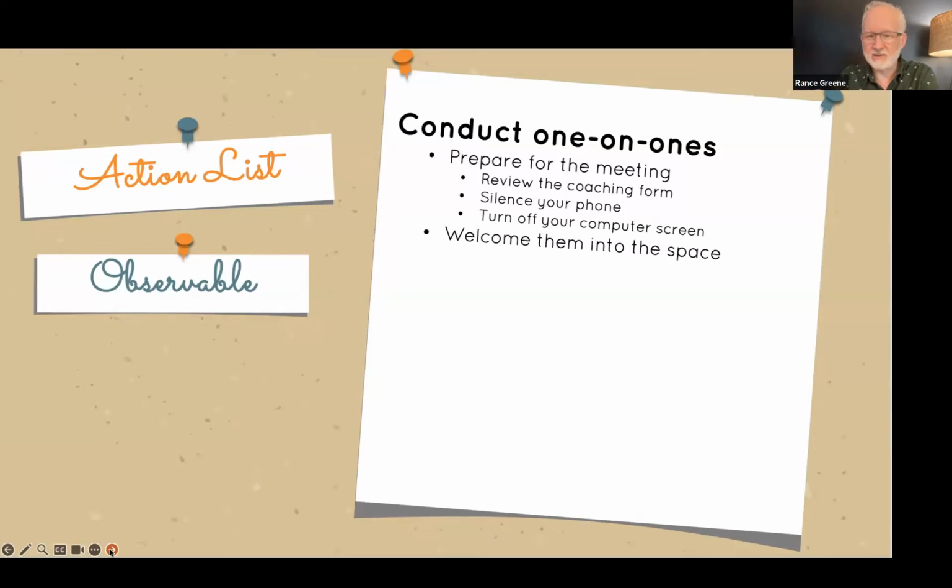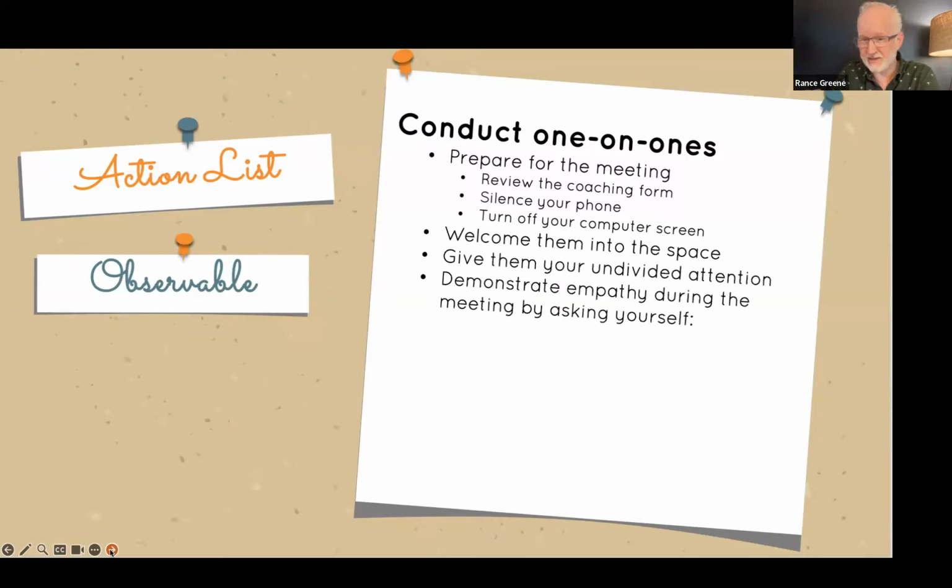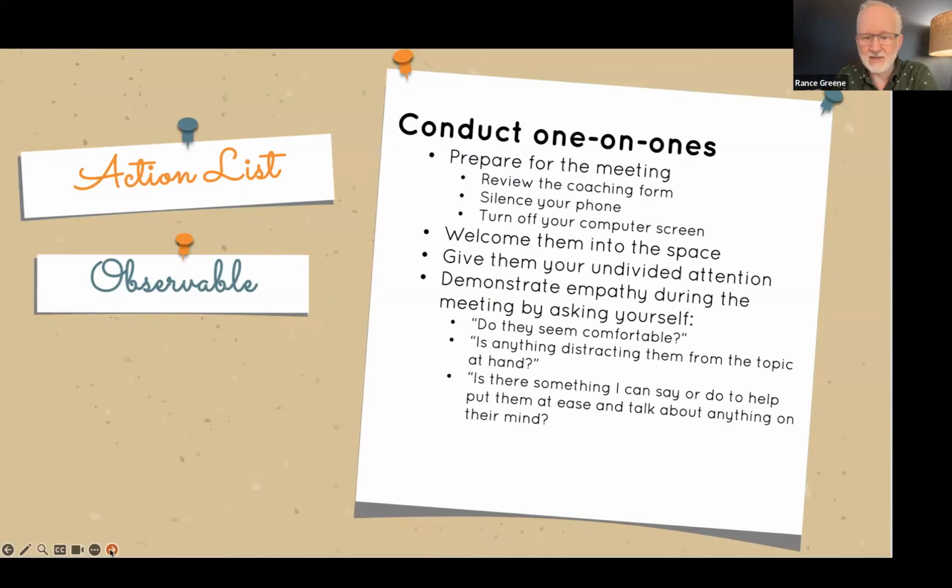Welcome them into the space could be another action. Give them your undivided attention. You might want to break that down for them. Demonstrate empathy during the meeting by asking yourself, do they seem comfortable? Is anything distracting them from the meeting at hand? Is there something I can say or do? Put them at ease about anything that's on their mind. And then lastly, ask them for their ideas on how they can grow. This isn't a complete list, obviously, but it is an example of observable actions that you can do or say.